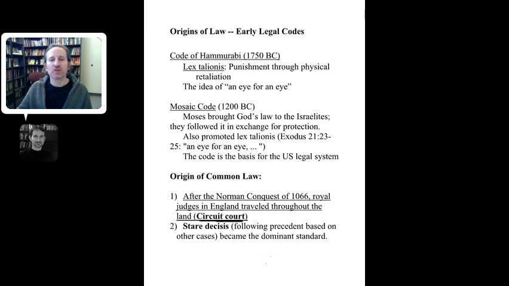And the circuits allowed them, again, to see connections between different places. So they started to document those differences. And you see the development of what's called stare decisis. You follow precedent based on other cases. Okay? These decisions become the basis for other decisions in other parts of England.